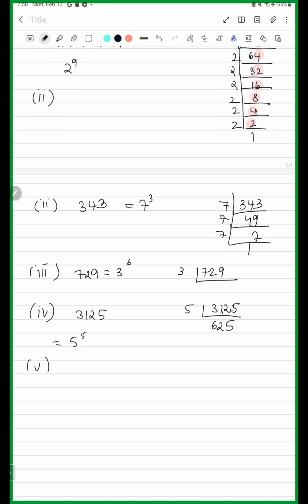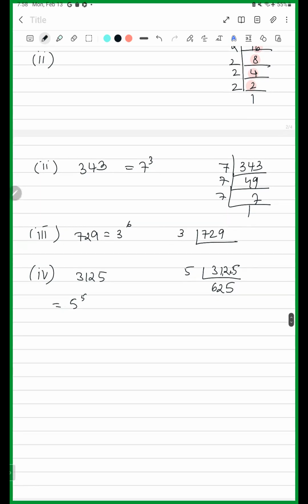Fourth one is omitted. Acha. Okay. So you said which ones are omitted? Fourth, fifth, and eighth. Yes.